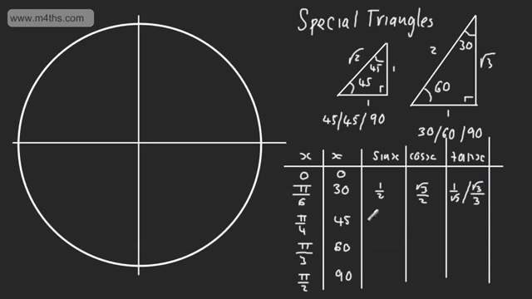Let's now look at 45 degrees. The sine of the angle is the opposite over the hypotenuse. Opposite over hypotenuse, sine of 45 degrees is 1 over root 2, or if your calculator rationalises it for you, root 2 over 2. Cosine, adjacent over hypotenuse, same value, 1 over root 2 or root 2 over 2.